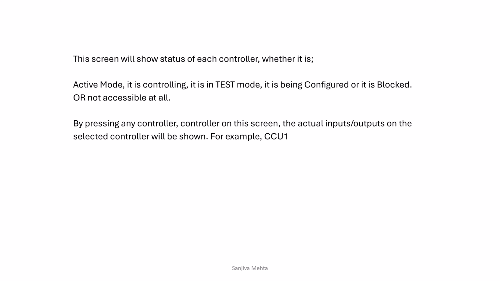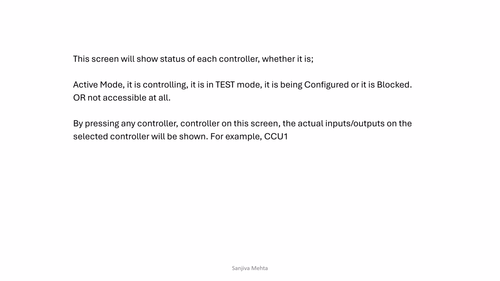The screen will show the status of each controller. Each controller status can be seen here. So you can check one by one. If you doubt this controller or that controller, check all controllers, whichever you doubt. Active mode, it is controlling. If it is active, that means it is controlling. It may be in test mode, it is being configured, or it is blocked. It is possible it can be in test mode. Maybe it is being configured because it's downloading software, depending on what time you are checking this mode. Or maybe not accessible at all.